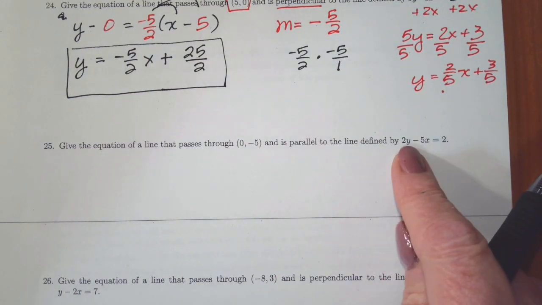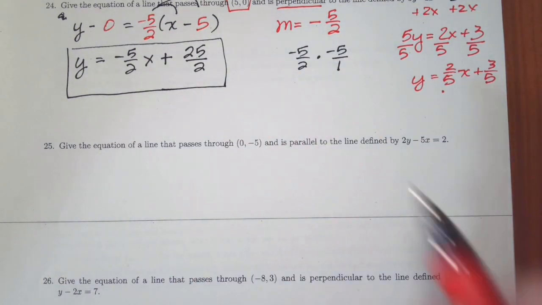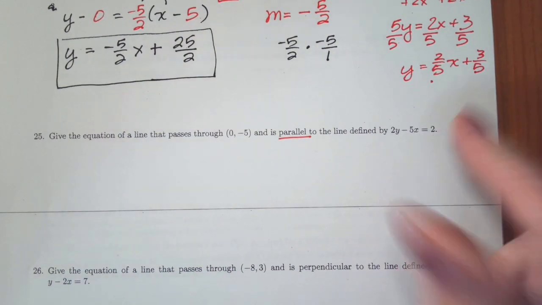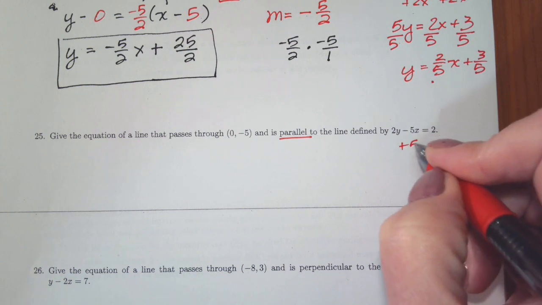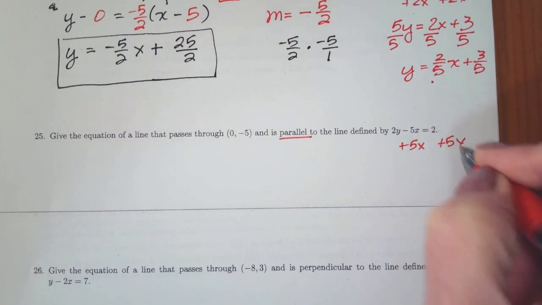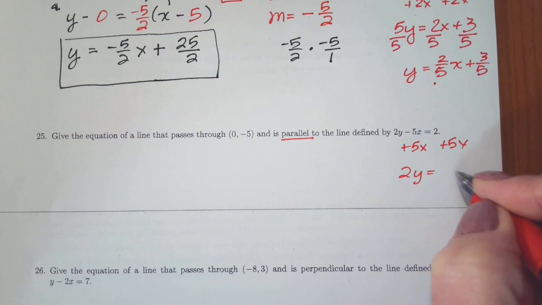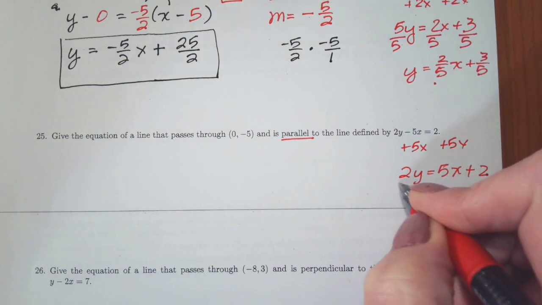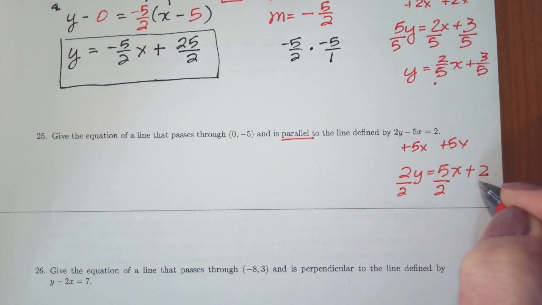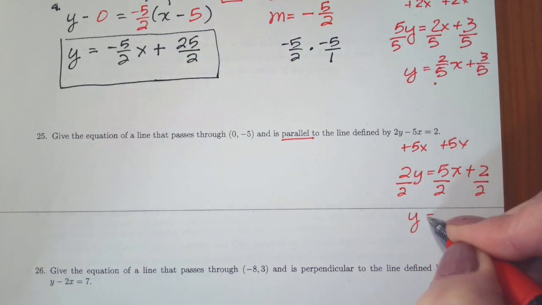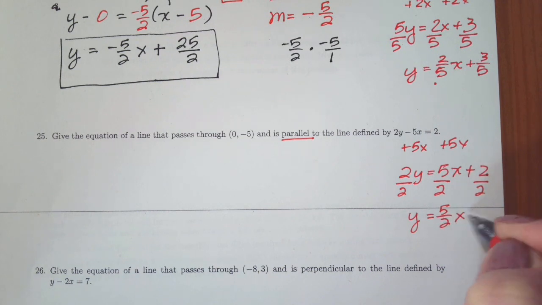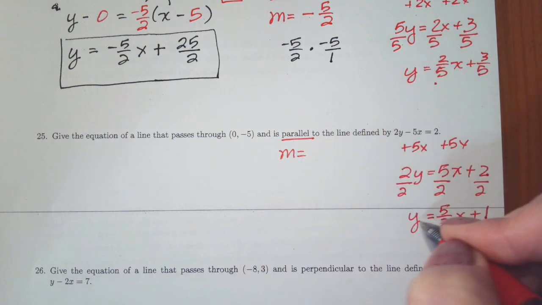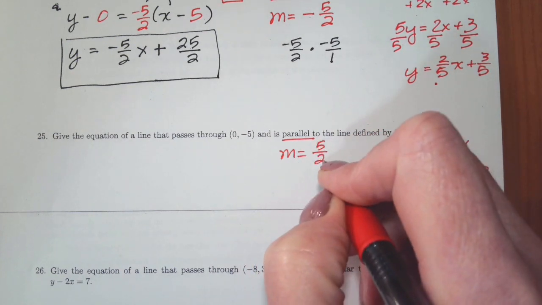Okay, so I'm going to have to do parallel, but I need the slope of this line. So that means I'm going to solve for y. I'm going to add 5x to both sides, and I get 2y is equal to 5x plus 2. Divide everything by 2, and I get y is equal to 5/2 x plus 1. Since it's parallel, my slope is going to be the same, which is 5/2.